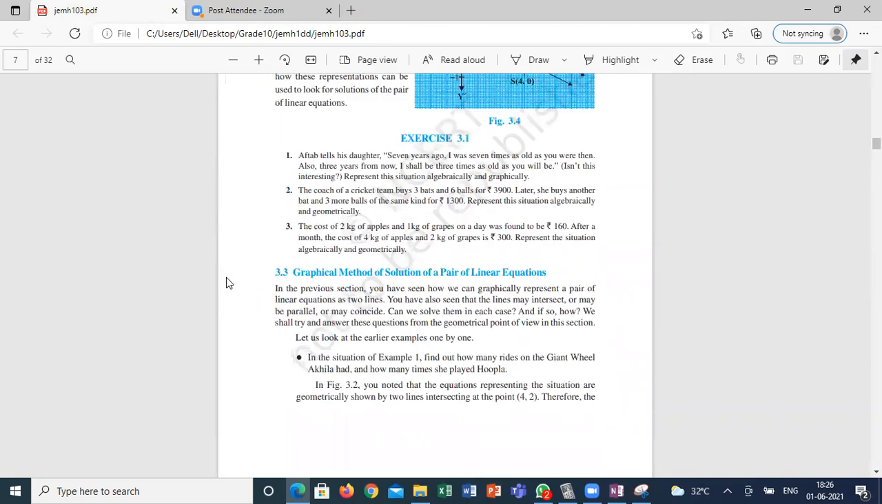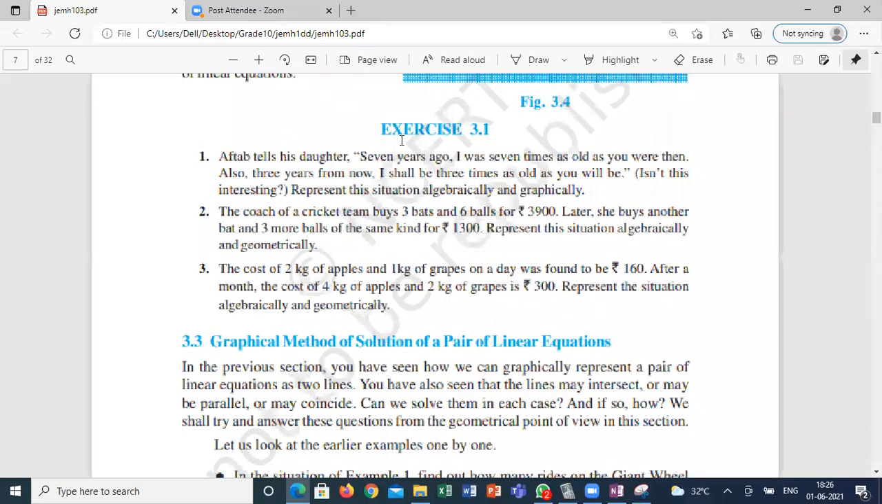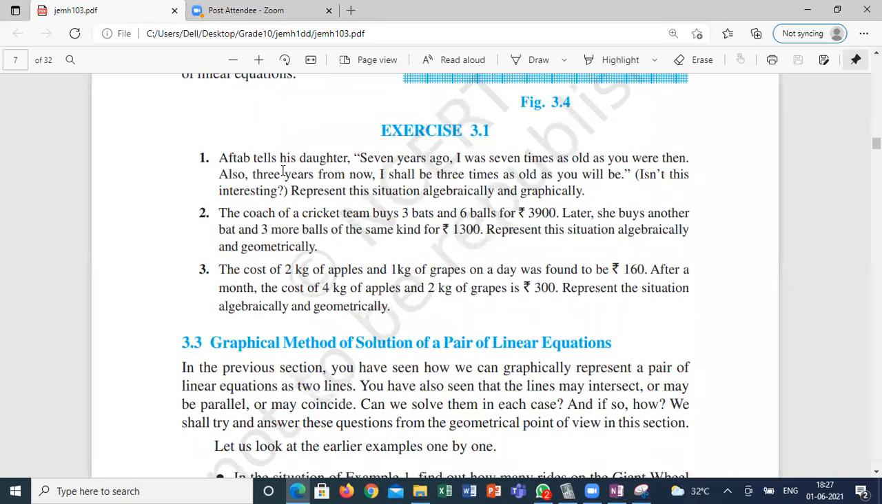The first exercise has only three questions. In the first exercise, they gave some data, some situation. Aftab tells his daughter, 7 years ago, I was 7 times as old as you were then, and 3 years from now, I shall be 3 times as old as you will be. Represent the situation graphically, algebraically. That means you have to frame the equation and draw the graph for that situation. Same for the remaining two questions also.